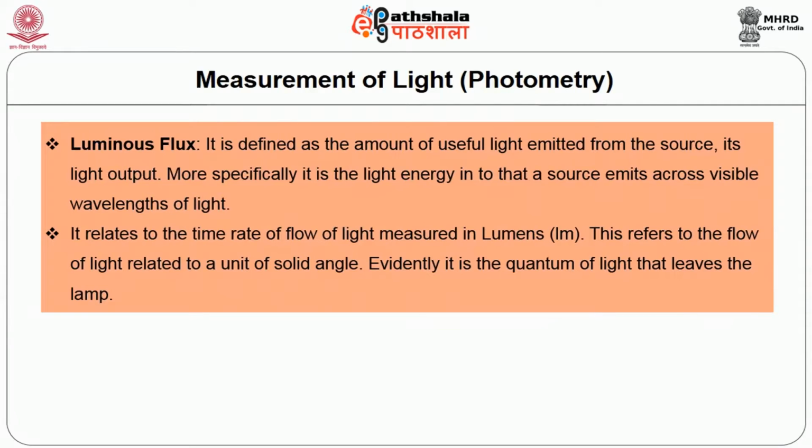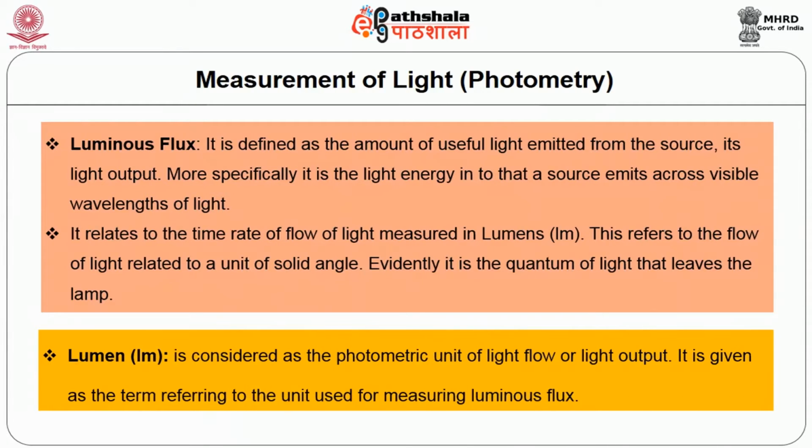It relates to the time rate of flow of light measured in lumens. This refers to the flow of light related to a unit of solid angle. Evidently, it is the quantum of light that leaves the lamp. Fourth one is lumen. Lumen is considered as a photometric unit of light flow or light output. It is given as the term referring to the unit used for measuring luminous flux.